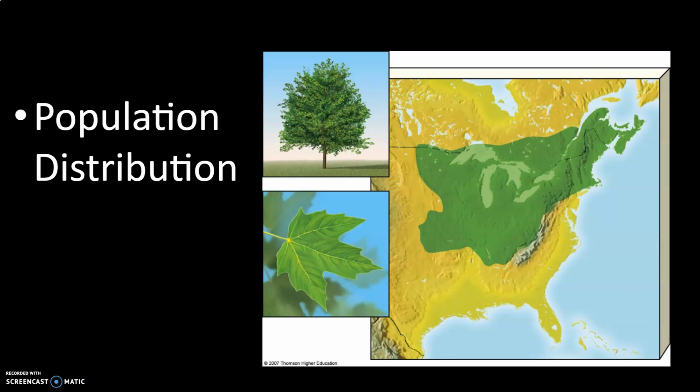This is the second lecture for Chapter 3. And starting off here, just looking at population distribution. So starting off, we're going to look at maple trees. Looks like sugar maples. And sometimes we don't think of it this way when you think of a population, but trees can be a population.